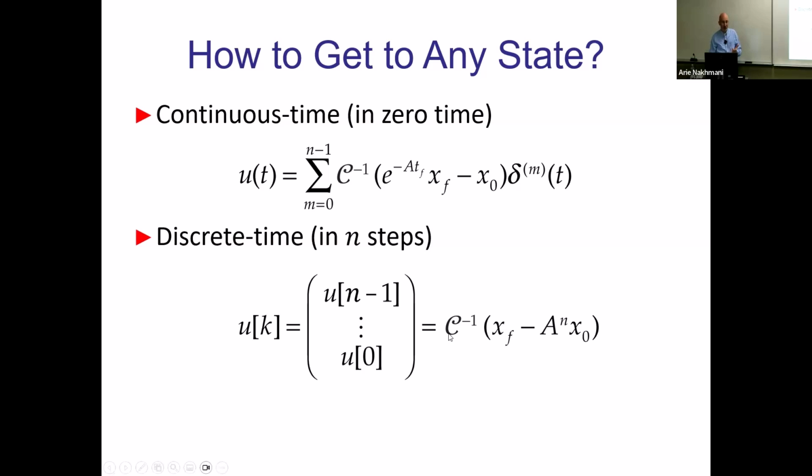How to get that vector? A very similar formula to this one. You take the inverse controllability matrix of your system times the final vector minus A to the power of n times the initial vector. That's it. You will get all of the steps from the bottom up, all of the inputs that you need to give to your system to achieve that state, xf. Any questions on that formula?